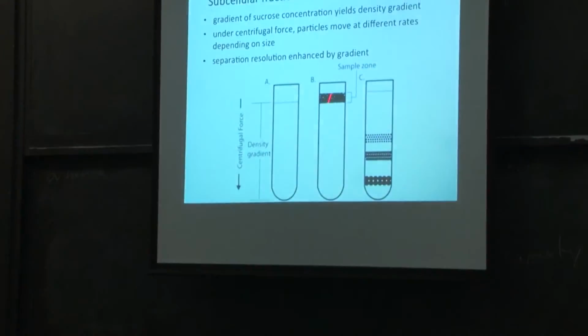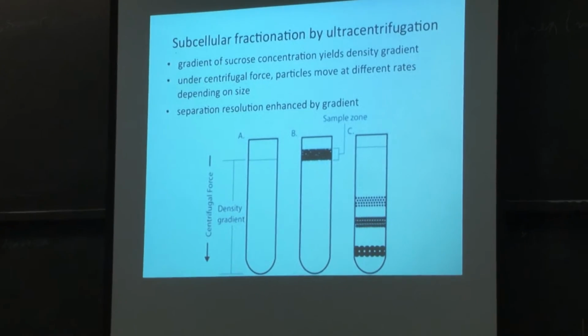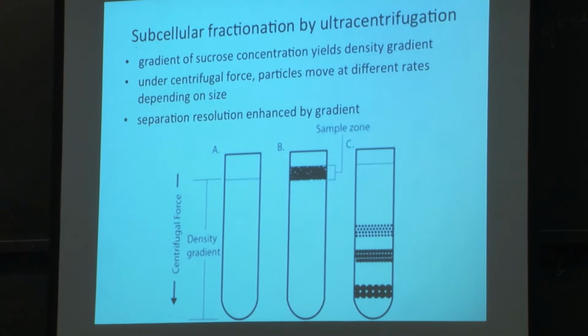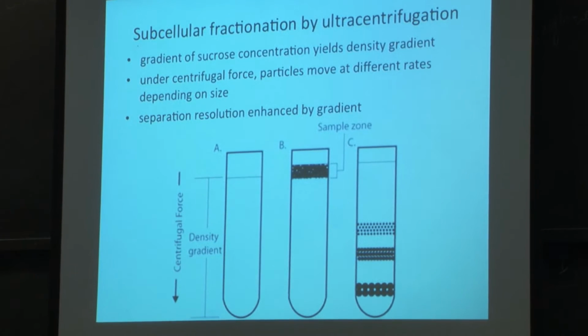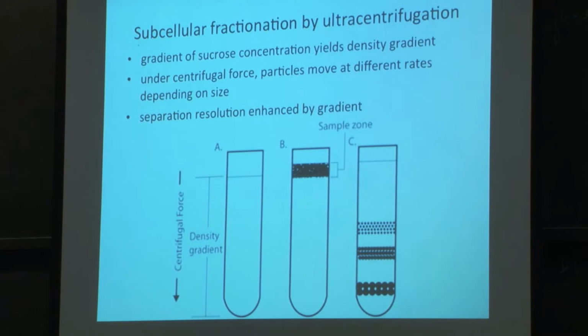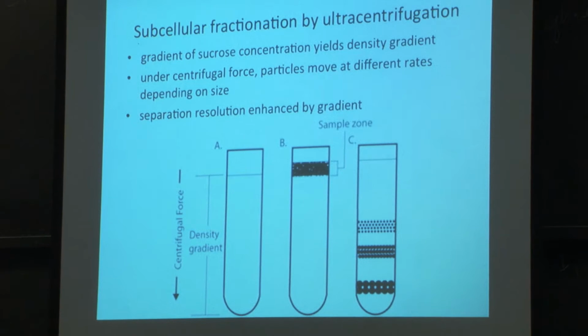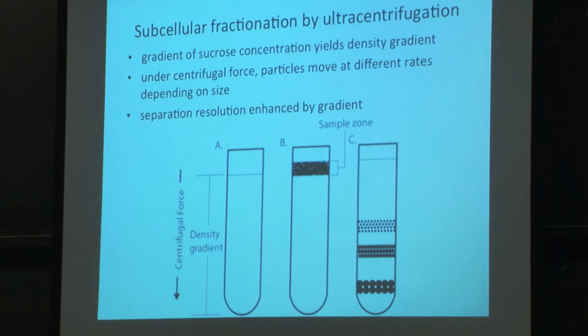Okay, and so this is a cartoon of when you load something on the top and you have a gradient, and the gradient could be made of a number of things. Have any of you ever run these kinds of gradients? Okay, so you can make them out of glycerol, you can make them out of sucrose. Did anybody look at how these gradients were made? Did you read the experimental carefully enough to look at that? The sucrose gradient. Yeah, how do you make a sucrose gradient?